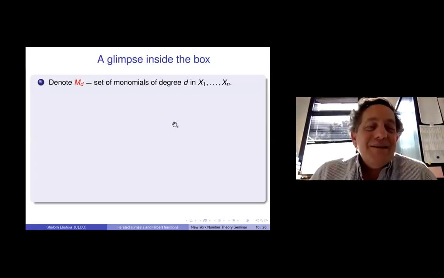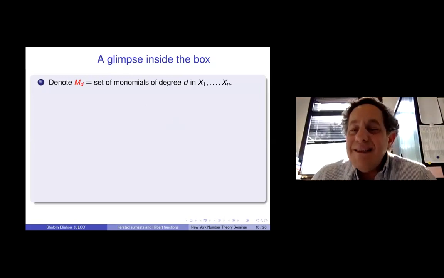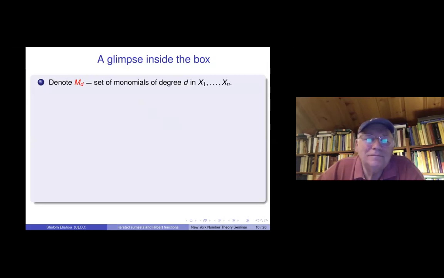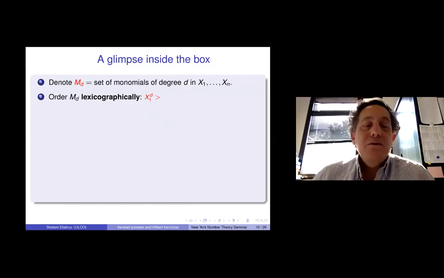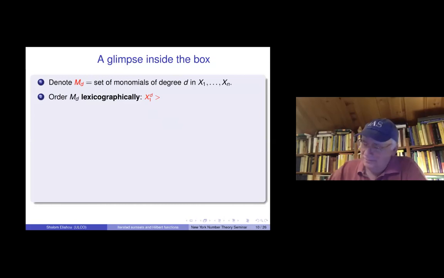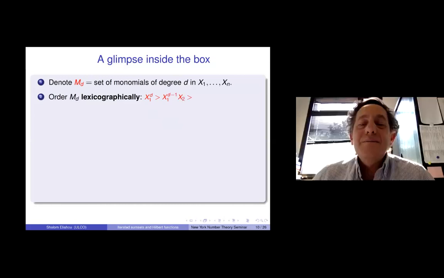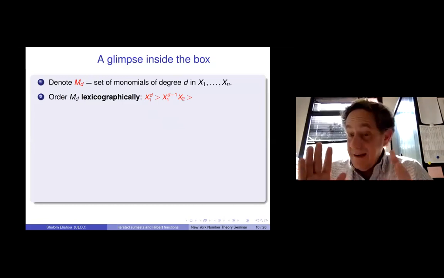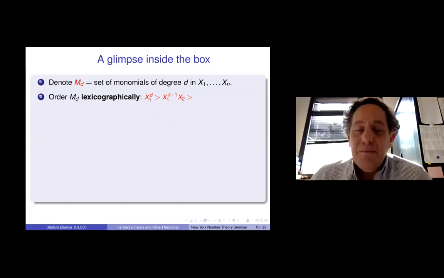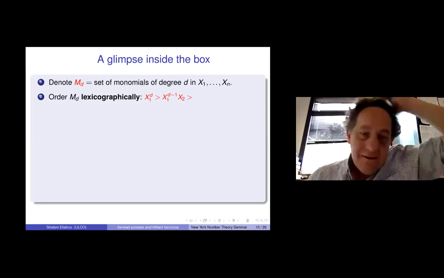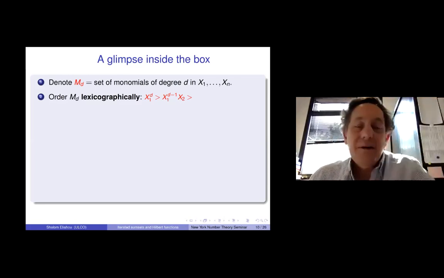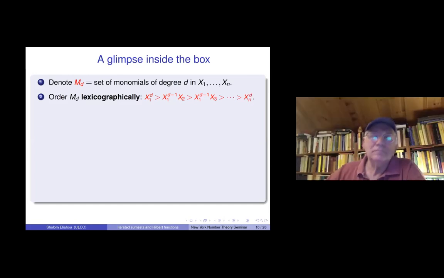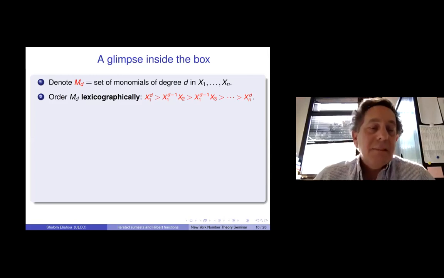So denote M_D the set of monomials of degree D in n variables. Now you order M_D lexicographically. So X1^D is the largest one. The next one, of course, is X1^(D-1) X2. I need to give you the largest one after that in order not to confuse with the reverse lex order. So the next one is X1^(D-1) X3, and so on and so forth. And the smallest one is Xn^D. So that's the lex order on M_D.